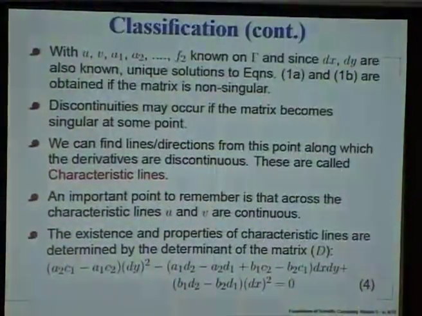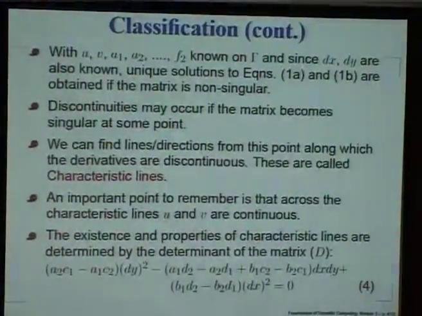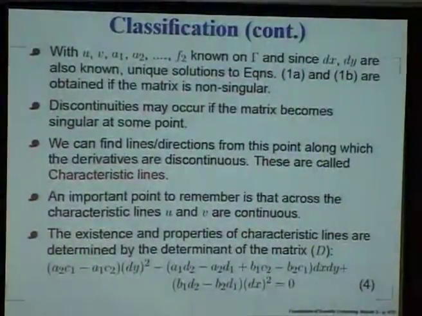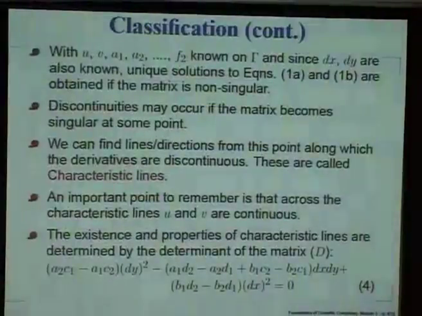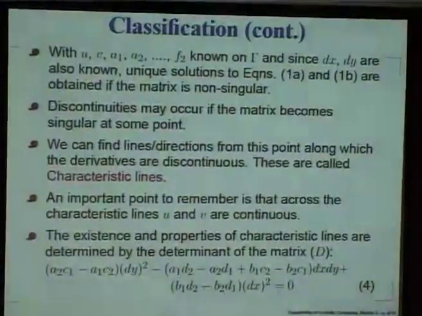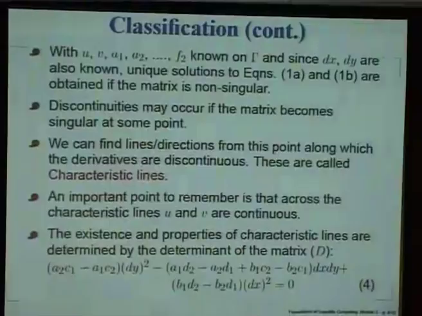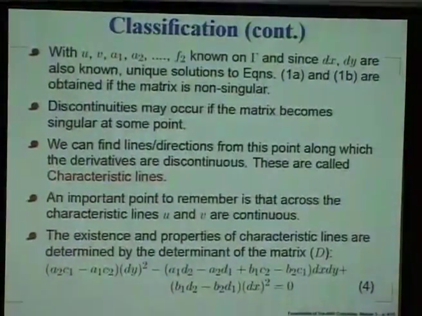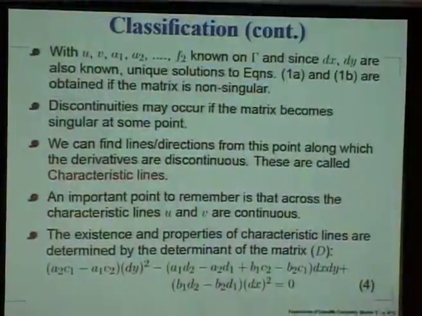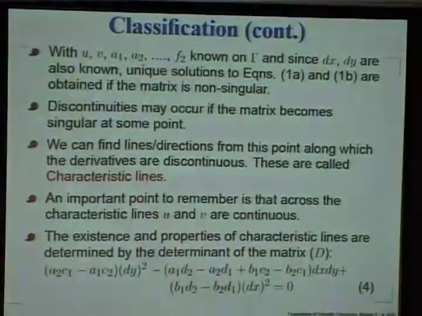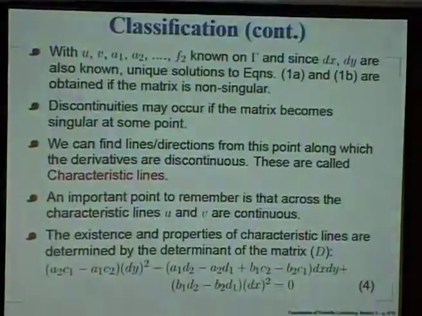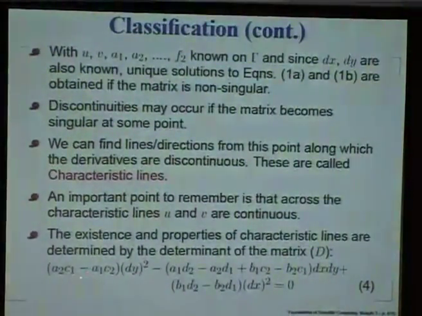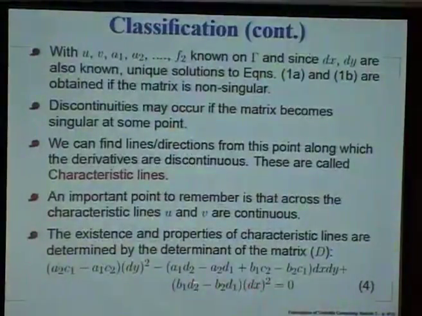We did talk a little bit about shock waves, hydraulic jumps. There are many such examples where you actually see discontinuities in the physical variable itself, but these characteristic lines are not those discontinuities. These are discontinuities of the derivatives. So, essentially the existence and the properties of these characteristic lines can be evaluated by looking at the determinant of that matrix, and this is what we get.